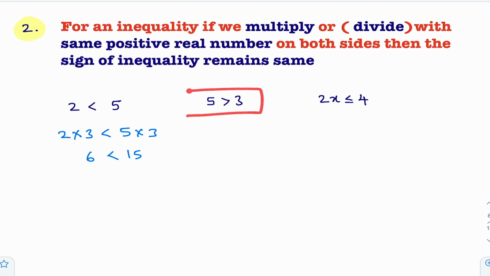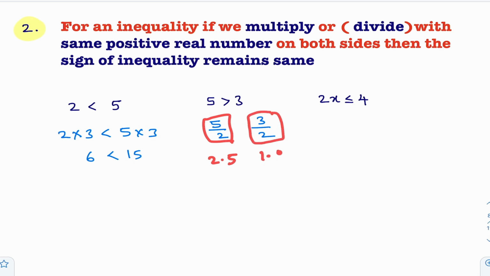See, this is one inequality. If I multiply or divide with the same positive real number, then the sign of inequality remains the same. For example, I'll divide with 2. Okay, 2 is a positive number. I divide with 2. 5 divided by 2, 3 divided by 2. What is 5 divided by 2? 5 divided by 2 means half of 5. Half of 5 is 2.5, right? 3 divided by 2 is half of 3. Half of 3 is 1.5. See here, 2.5 is greater than 1.5 or less than 1.5? 2.5 is clearly greater than 1.5.